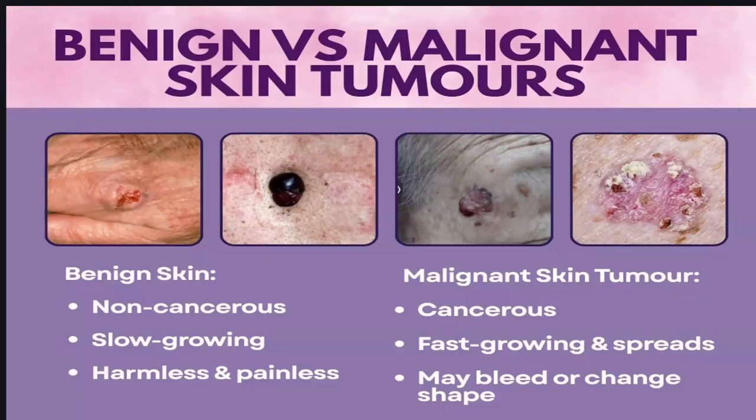So now, see, all this time we had been talking benign, malignant, benign, malignant. So you should know that benign lesions are non-cancerous. These are very slow growing, or sometimes it just appears and it doesn't grow. And this is harmless and painless. Whereas malignancy means cancer. It is fast growing. So what is the problem? It's going to spread elsewhere in the same site, or it can spread through the blood, through the lymph, depending on the type of malignancy. It can bleed or it can change shape.